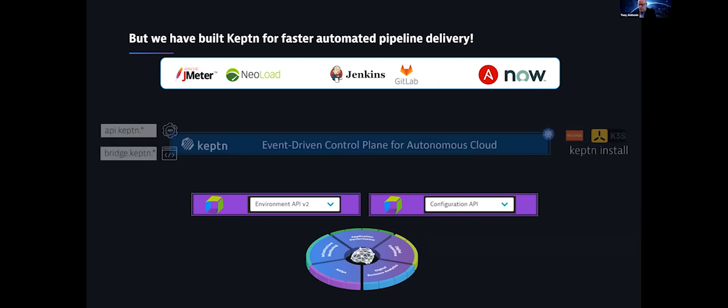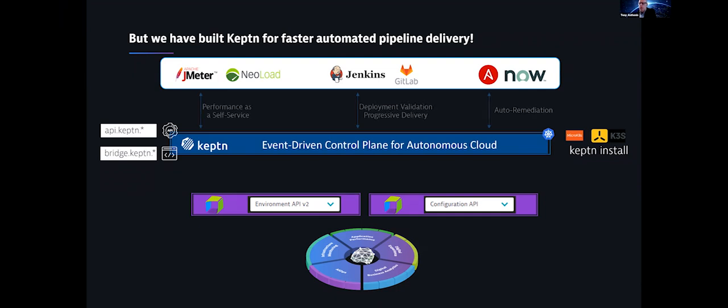So what we have done is put Keptn in between, and Keptn, which is our control plane, supports best practice initiatives like performance as a self-service, the deployment validation, which is the subject of today, or the automated quality gates, progressive delivery, and also auto remediation, where we have Keptn also talking to Dynatrace as a metrics provider to, let's say, post back results to your pipeline whenever you do some testing.